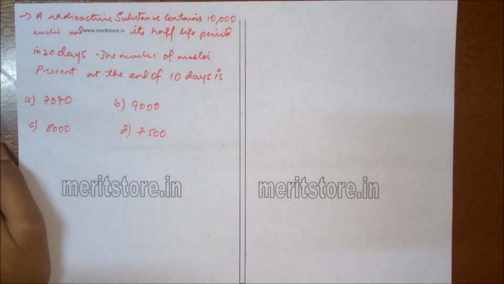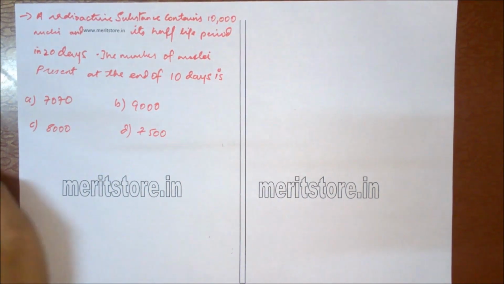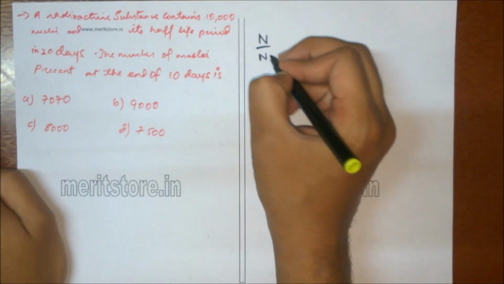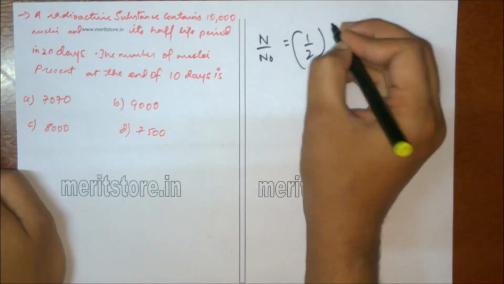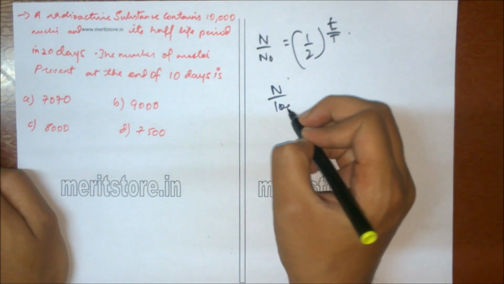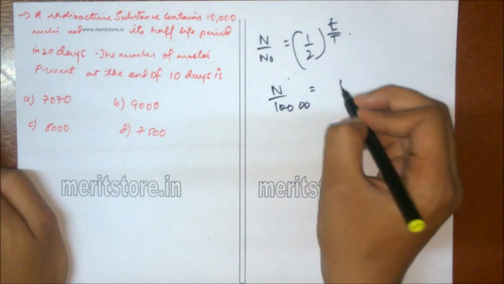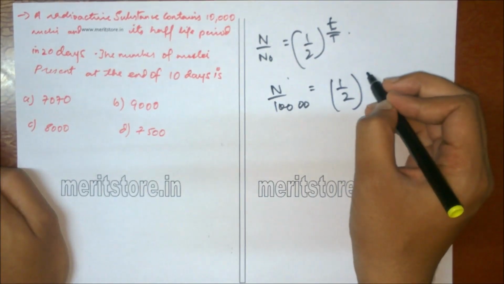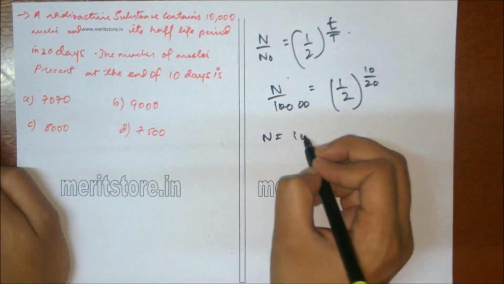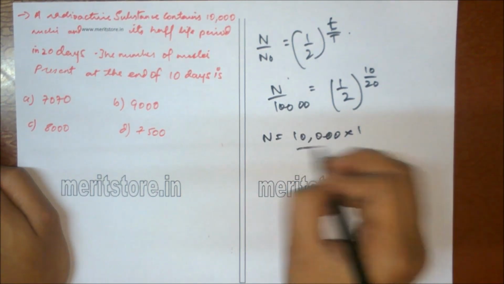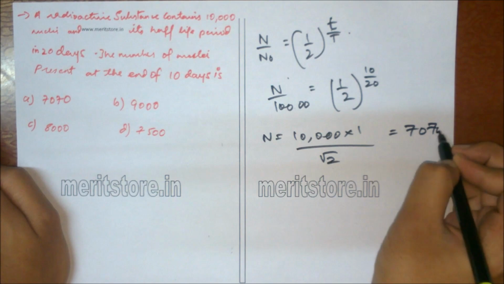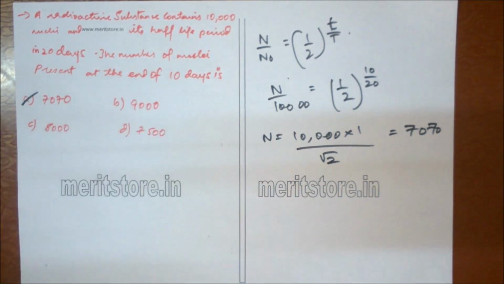Radioactive substance contains 10,000 nuclei and its half-life period is 20 days. The number of nuclei present at the end of 10 days is. So we know that n upon n0 is equal to half raised to t upon capital T, or n upon 10,000 is equal to half raised to, substituting the values of small t and capital T as 10 upon 20. On solving this, we get n is equal to 10,000 into 1 upon root 2. On solving, we get 7070. So option A is the correct answer.